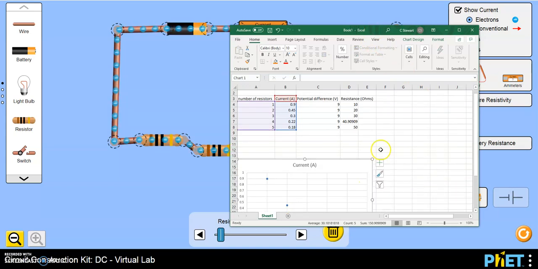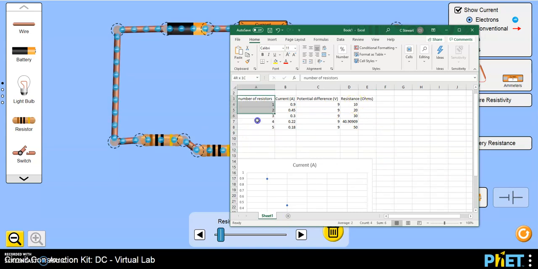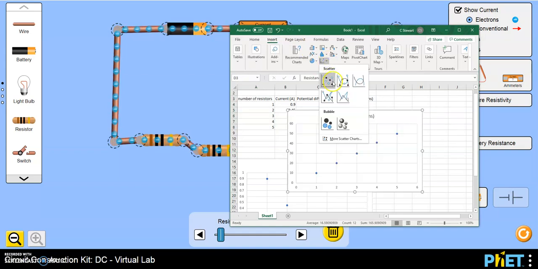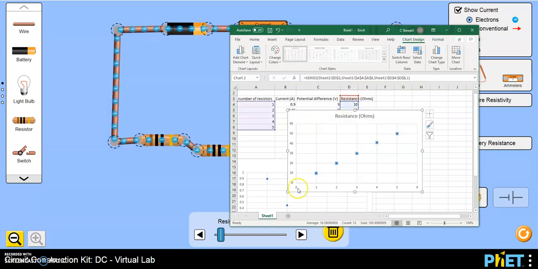So I can move that graph out of the way. And this time, I'm going to plot the number of resistors against resistance. Insert a graph. And I have a beautiful graph where we have resistance along the y-axis and the number of resistors along the x-axis. Now again, I want you to look at this graph and think about the relationship. You need to be able to describe the pattern. And this graph is directly proportional. You need to know and recognize the fact that it is a straight line that will fit through 0.